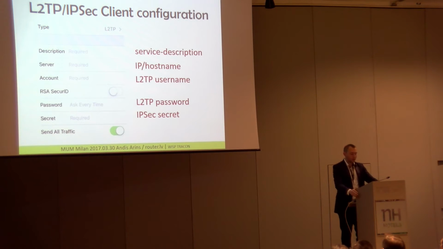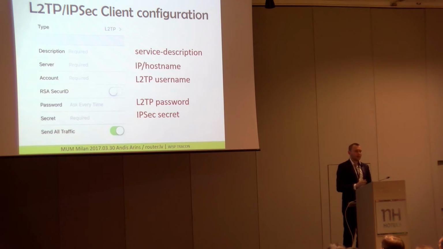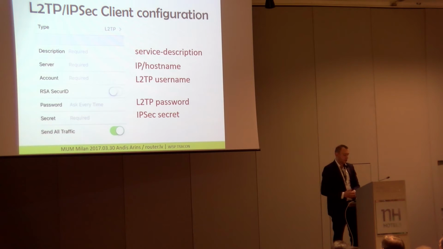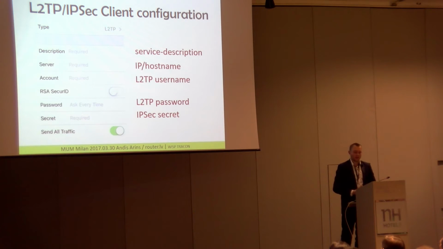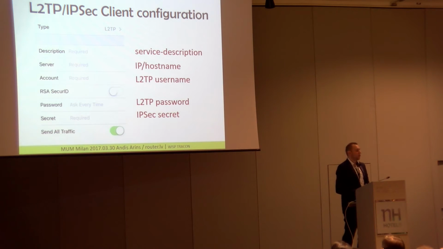This is how the configuration looks on iPhone. So the main fields: description, that's for yourself, so you know it's your tunnel going to Riga. The server, it can be either IP or DNS name. So this is the field which has to be configured on the client side. Then account, it's the L2TP username. Then comes a password, it's the L2TP password, and finally a secret. So sometimes it's a bit misleading: what's the password? What's the secret? So password is for L2TP, secret is for IPSec. So these fields have to be filled in correctly in your mobile devices.